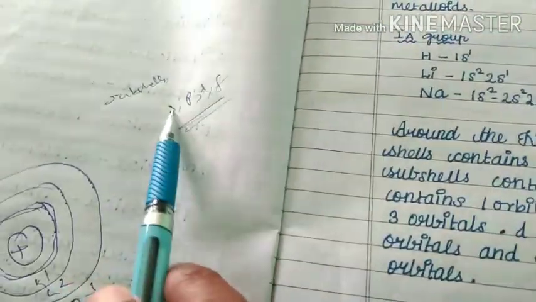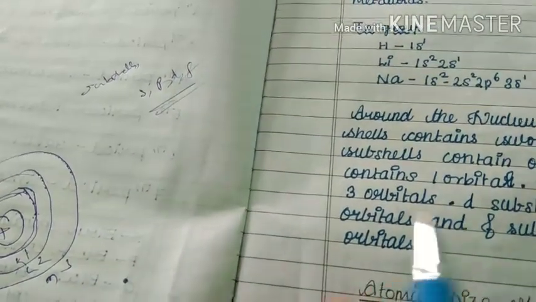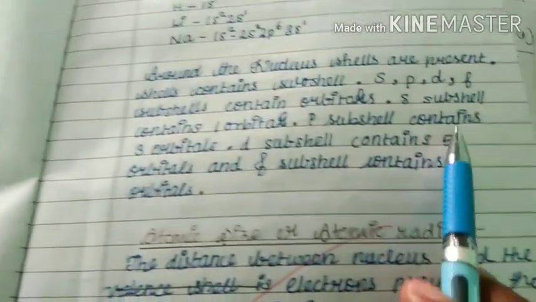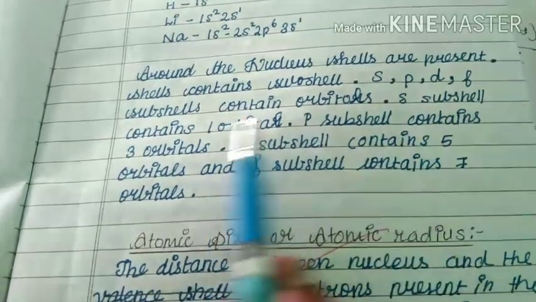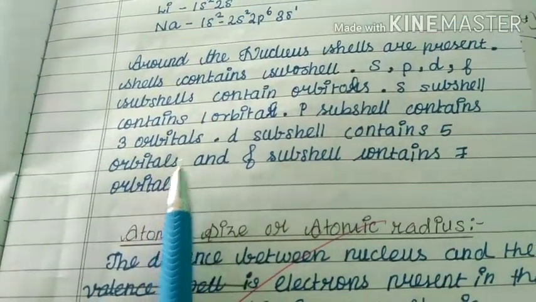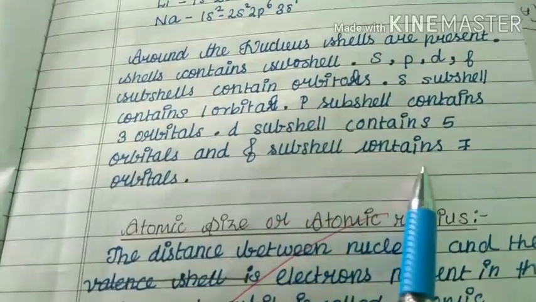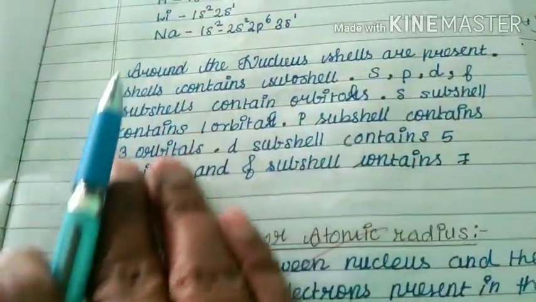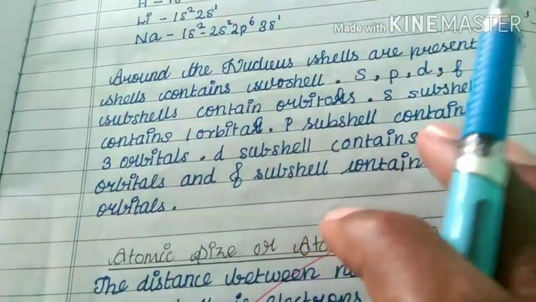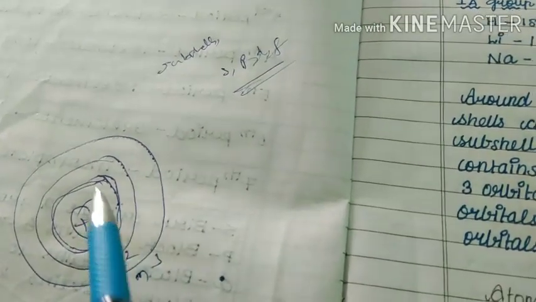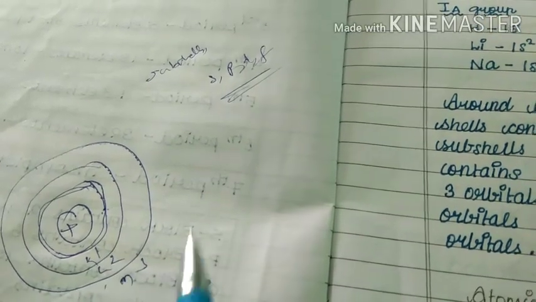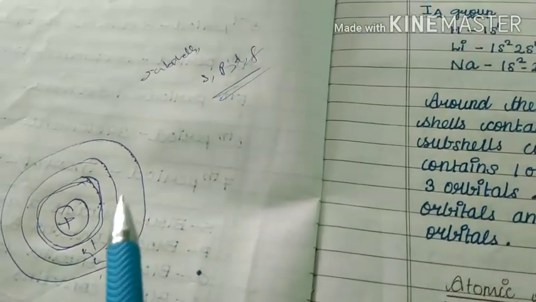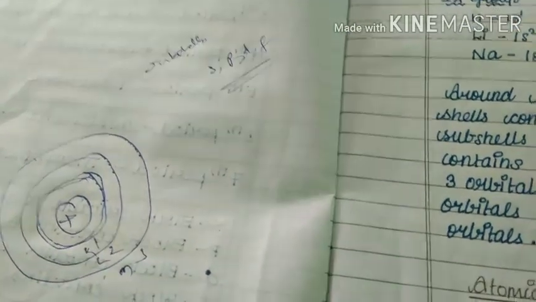And those subshells contain orbitals. That means orbitals are present in subshells. S subshell contains 1 orbital, P subshell contains 3 orbitals, D subshell contains 5 orbitals, and F subshell contains 7 orbitals. We discussed already all these points in class 9, structure of atom chapter. Around the nucleus, shells are present. Shells contain subshells. Subshells contain orbitals. Orbitals contain electrons. We cannot represent all these points in this one picture.